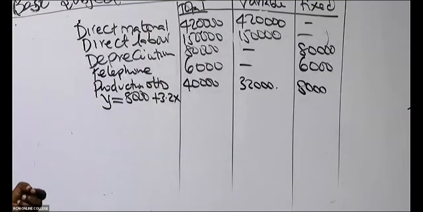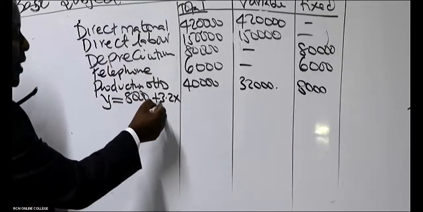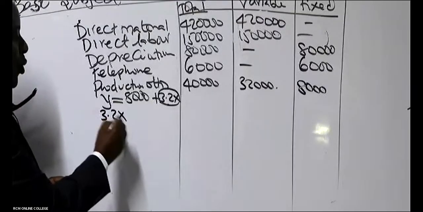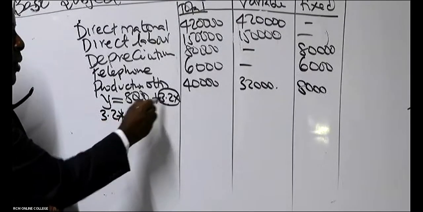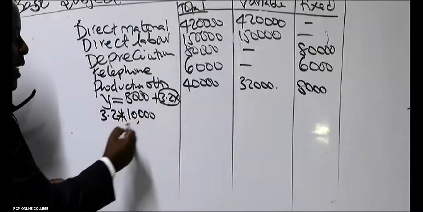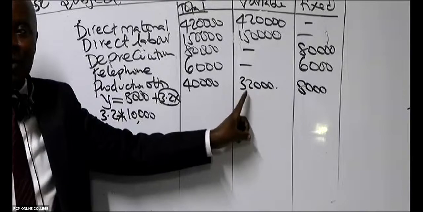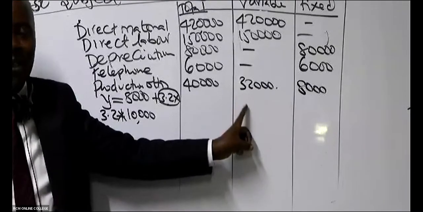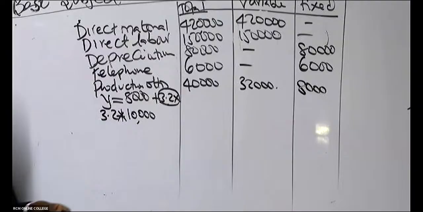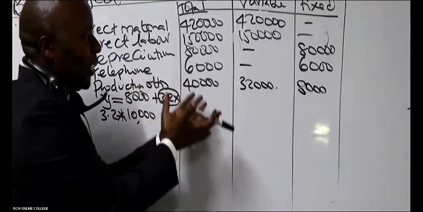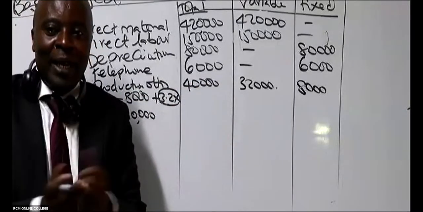The other option, students were able to pick very fast. I was very happy. They knew that this is the variable cost, 3.2 times. You told me this was used to develop 10,000 units. What is 3.2 times 10,000? It will be 32,000. So a student who really knew the total here, and knew 8,000 is fixed, easily gets that 32,000 as the balancing figure.